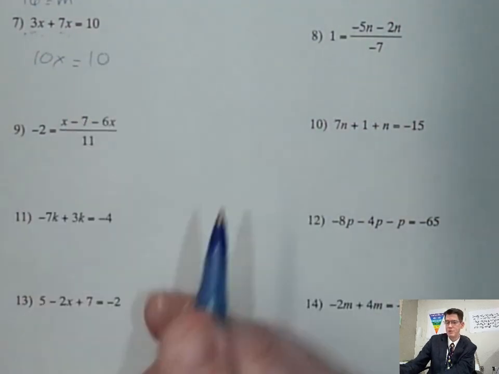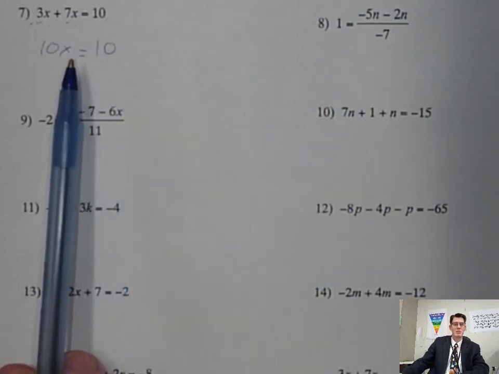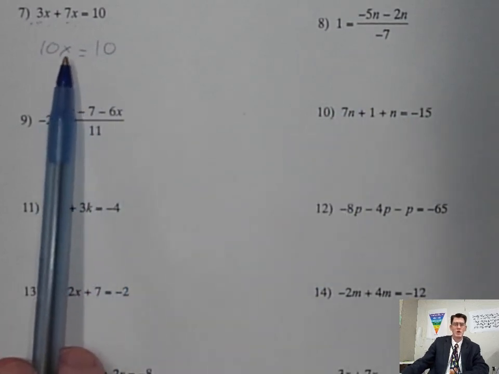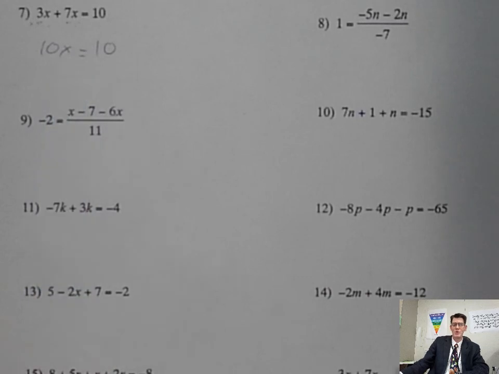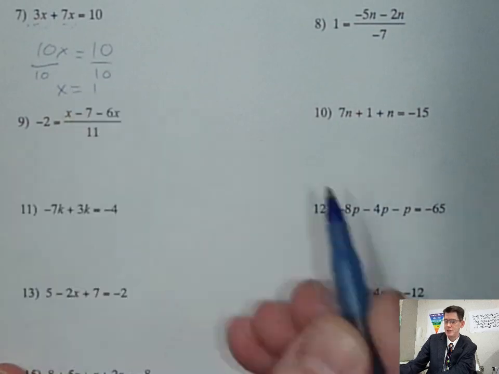And 10x's equal 10. Once you've combined the like terms on all of these, then you can simply solve for the variable once the variable is only written one time in the equation. So divide both sides by 10 to get you that x is 1.